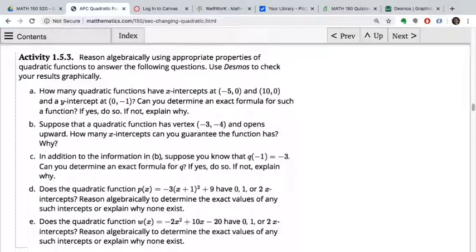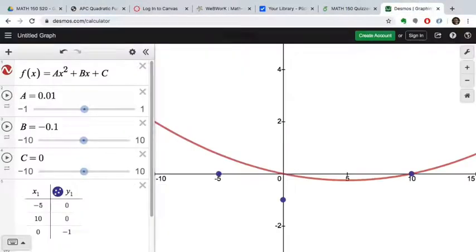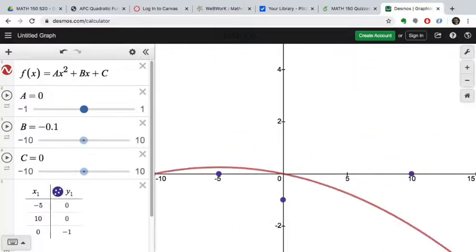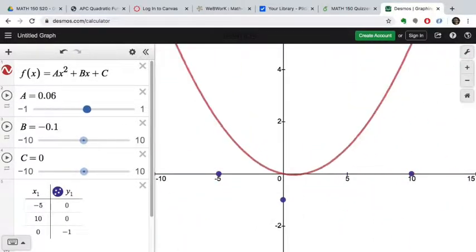So this question asks a hypothetical. How many quadratic functions can I find that pass through the points (-5, 0), (10, 0), and (0, -1)? Right? If there indeed exists any such quadratic function at all. So we marked those 3 points, and then we've been playing around with some sliders in Desmos.